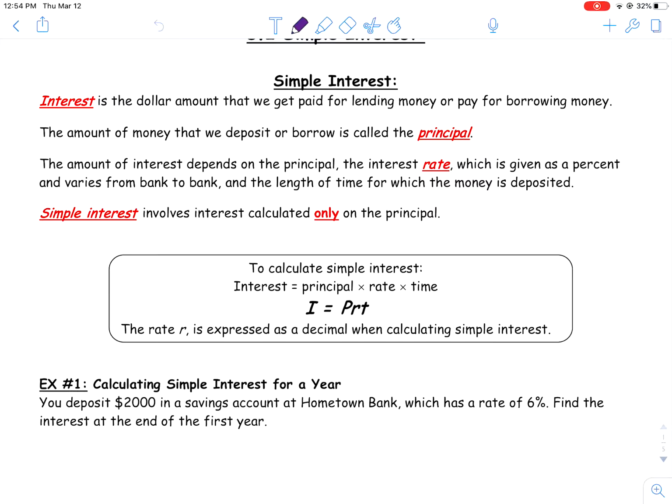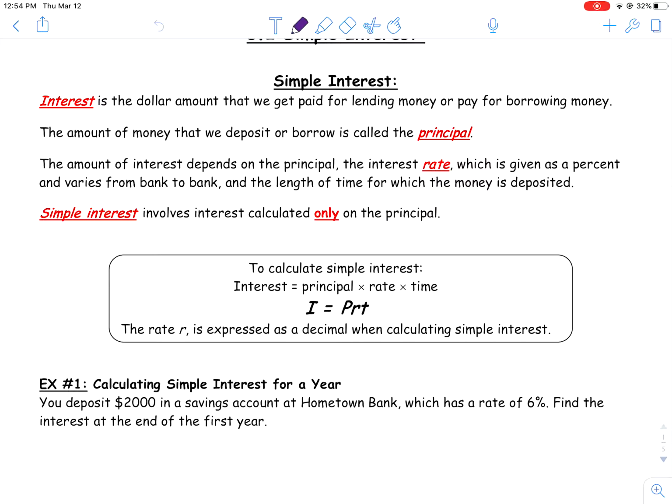Interest is the dollar amount that we get paid for lending money or that we have to pay if we borrow money. The amount of money that we deposit or the amount of money that we borrow is called the principal amount. Okay, the amount of interest depends on the principal, the interest rate, which is given by a percent and varies from bank to bank, and the length of time in which the money is deposited.